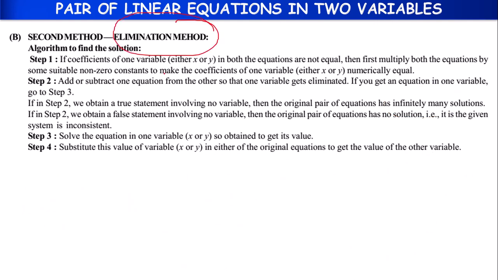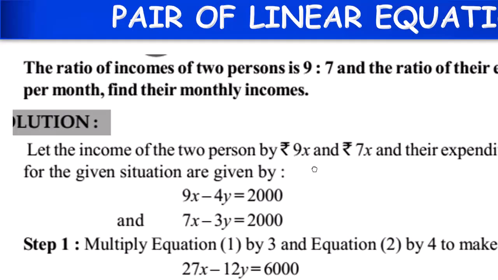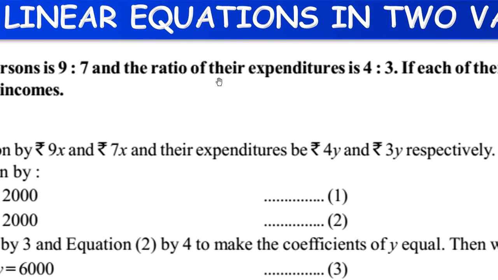Let's try to understand with one example. Here, children, the ratio of incomes of two persons is 9:7. The ratio of the first person's income and the second person's income is 9:7. And the ratio of their expenditures is also given, which is 4:3.